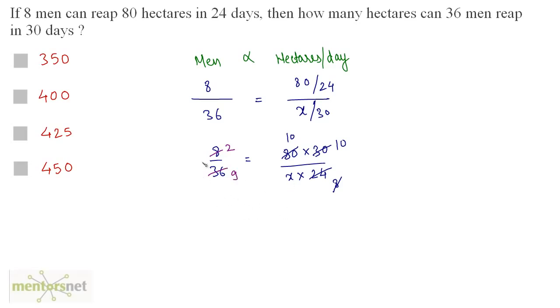So I have this x goes to the left and this 2 by 9 comes to the right. So I have x is equal to 9 times 10 times 10 divided by 2, that is 900 by 2, and that is equal to 450. So the total hectares that 36 men can reap in 30 days is 450. So option D is the correct answer for us.